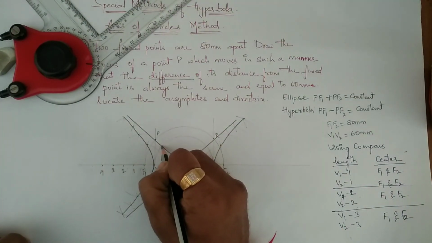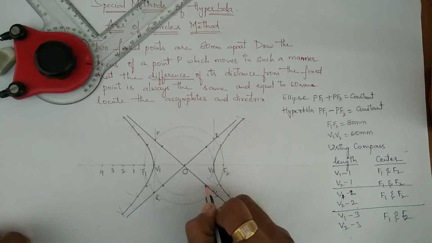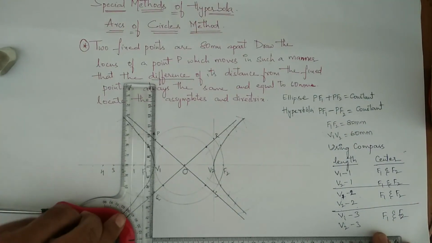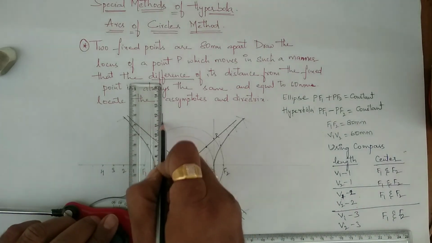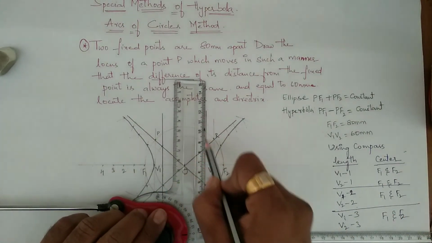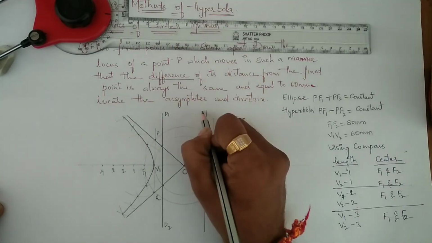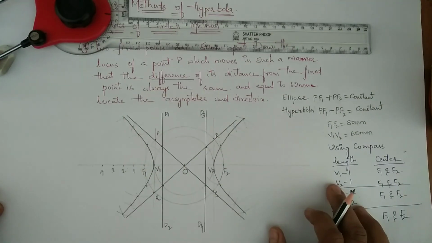Now where these asymptotes touch the inner circle, mark those points. Now draw through these points. So this is D1, D2, D3, D4. These are the directrix. So this is how we go ahead with the construction of the asymptotes and the directrix.